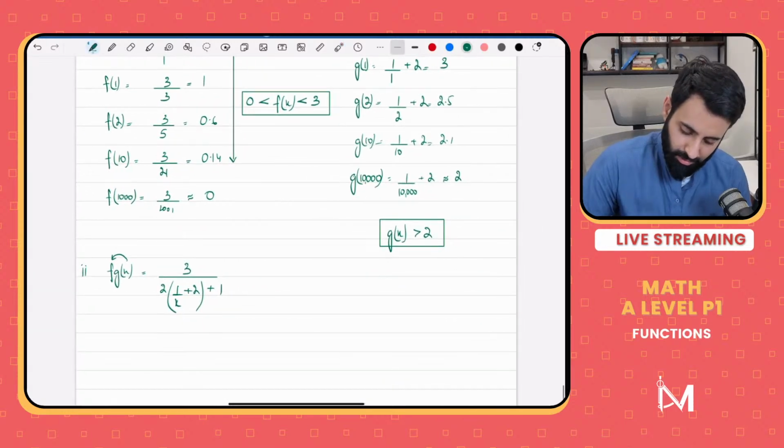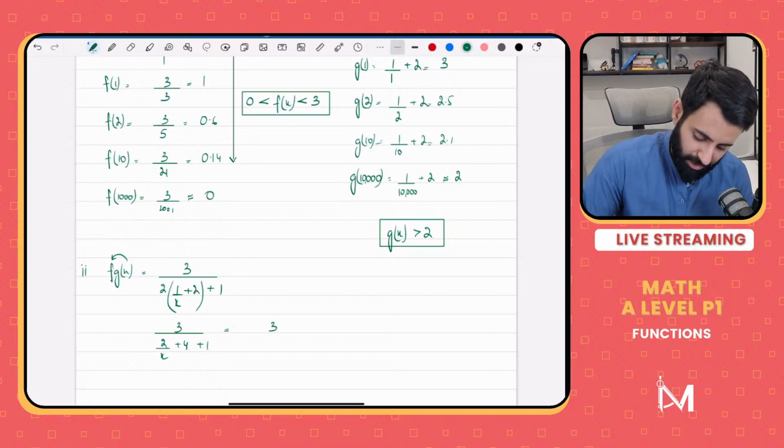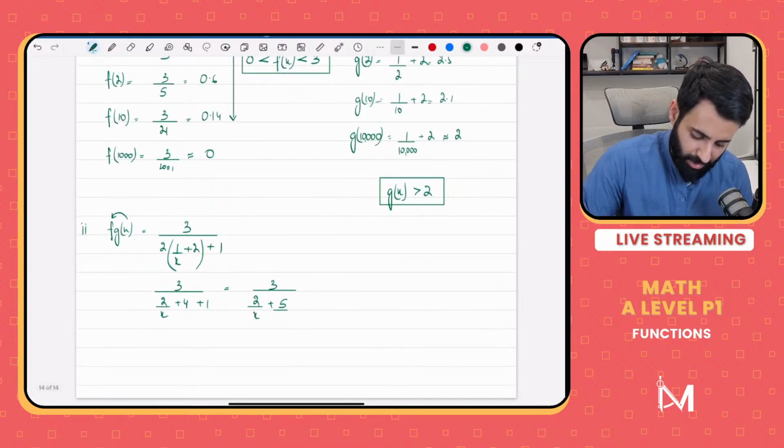Now let's solve this. So we have 3 over 2 upon x plus 4 and then plus 1. Notice that the question has a very specific requirement. So we're going to make sure that we fulfill that requirement. So 2 upon x plus 5. Now let's take the LCM. So the LCM of 1 and x will be x. So this is 2. We multiply this by x.